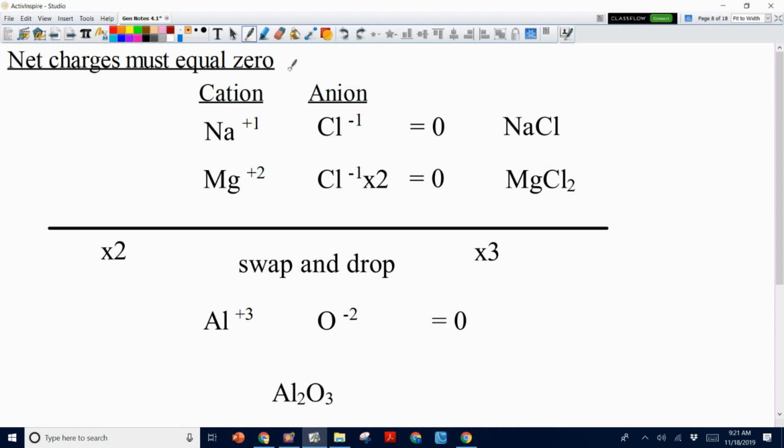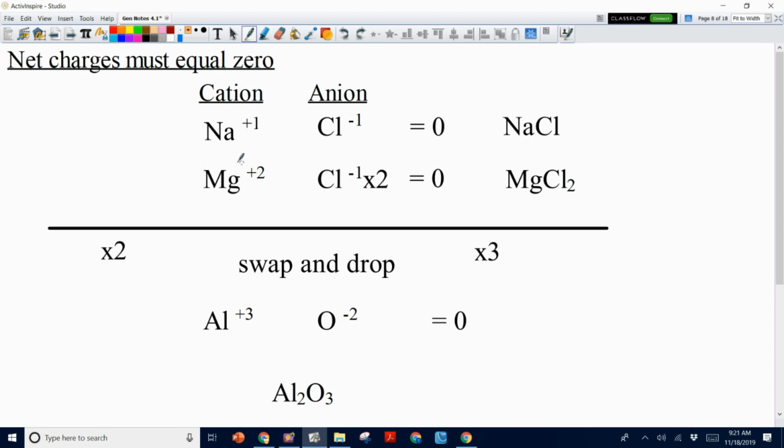Okay. All right. And so here we have sodium and chlorine together again. And this was our example. So this positive charge is going to cancel out this negative charge. So it's going to have a net charge of 0. So that's why we have NaCl written out this way. Okay. But what if they don't cancel each other out? Well, see, here we have magnesium.